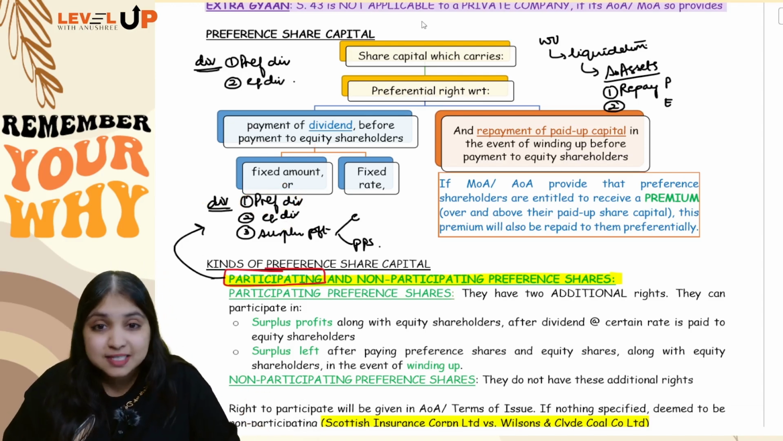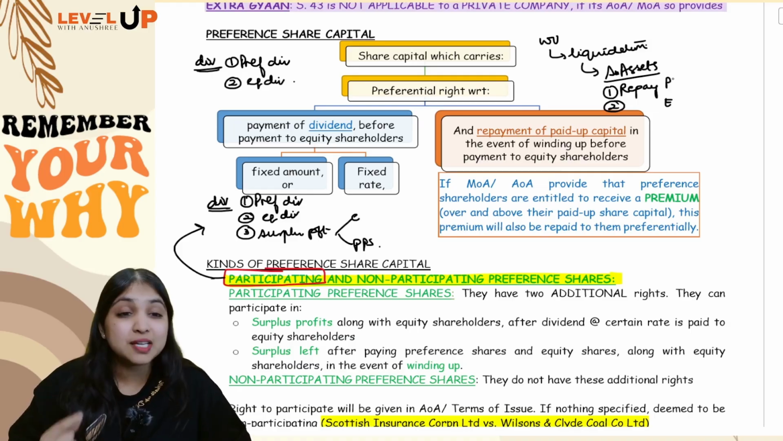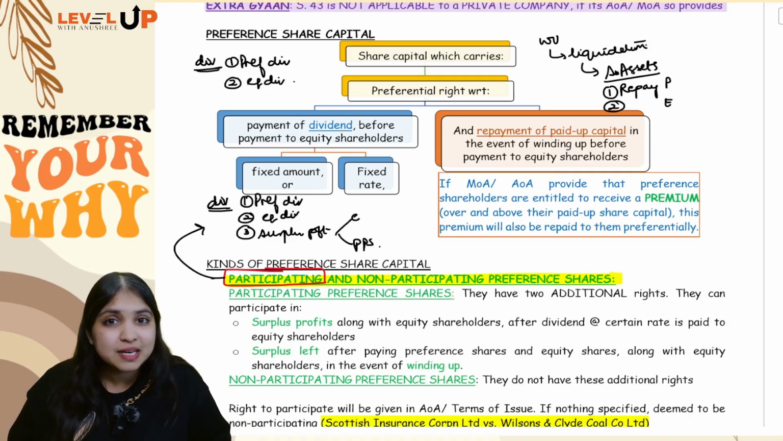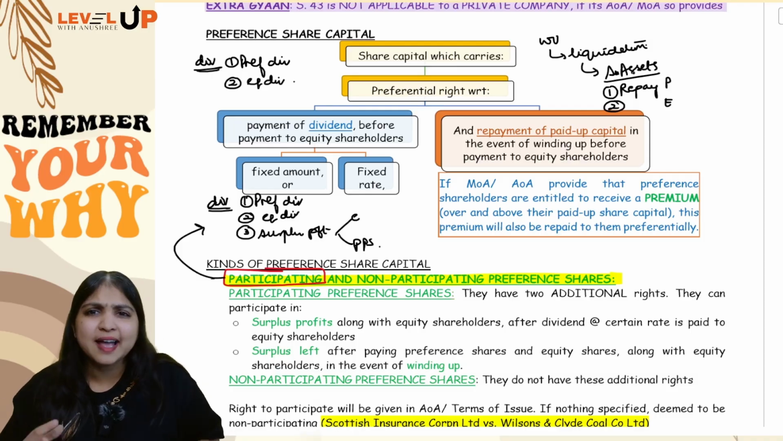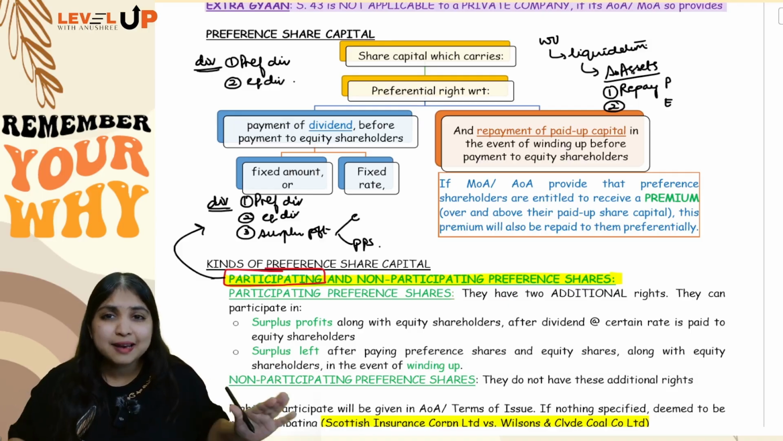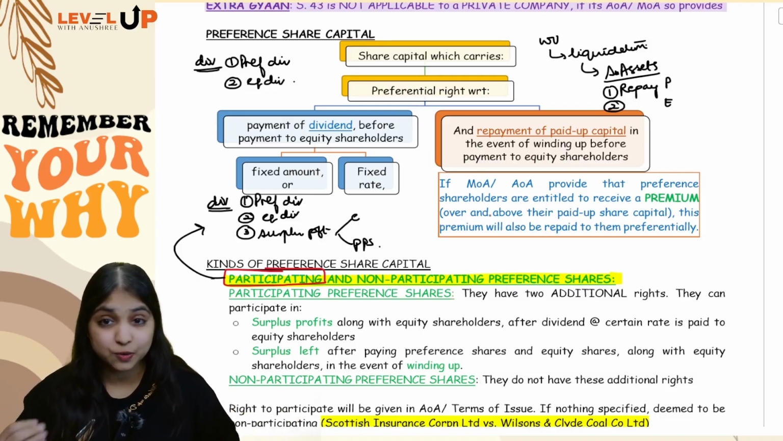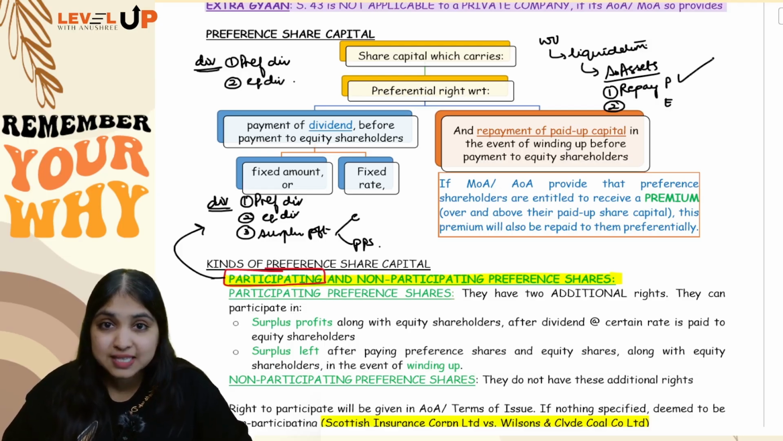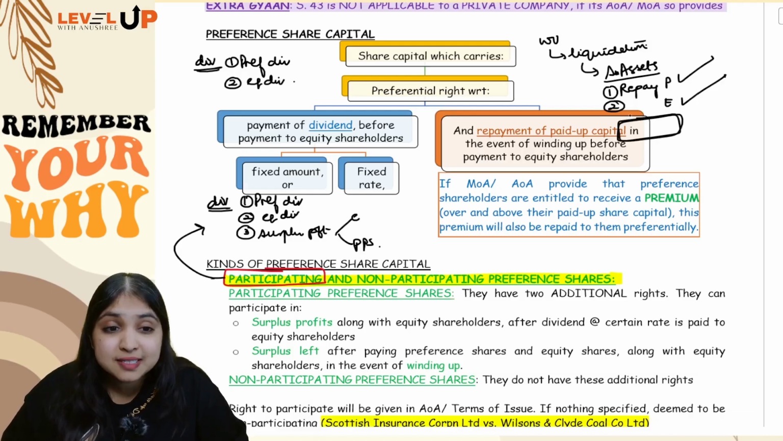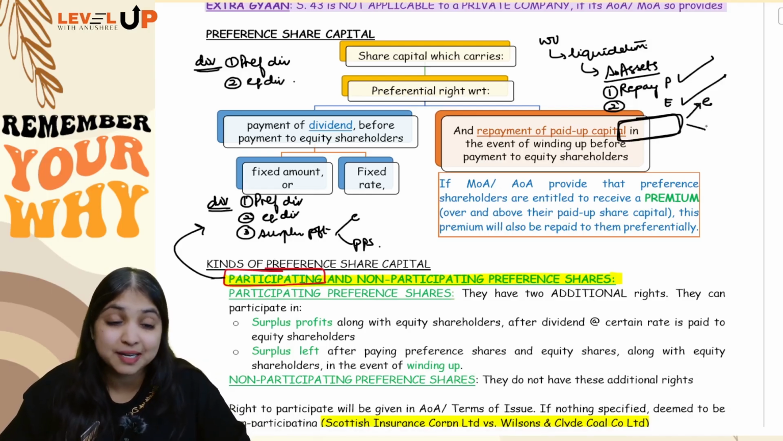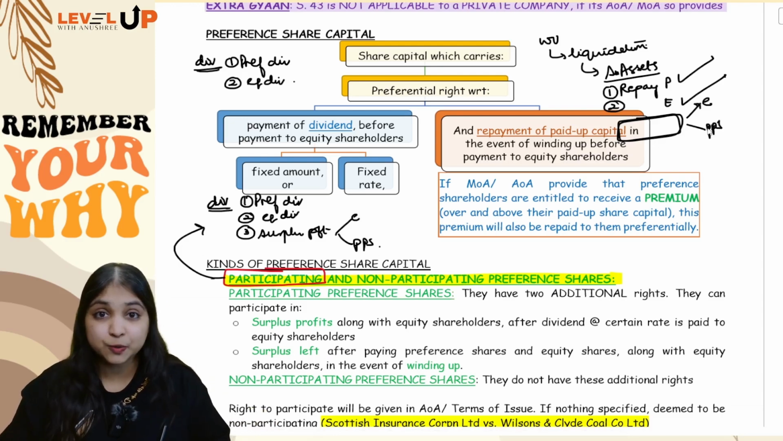Similarly, when the company is winding up, when the company has surplus assets, the company will first repay preference capital, then the company will repay equity capital. Generally, the entire balance surplus assets, after paying the preference capital, are for the equity shareholders only. But if the preference shares are participating preference shares, once preference capital is repaid, once equity capital is repaid, if the company is still having any surplus assets, the equity shareholders will anyways participate. Even the participating preference shareholders will participate.